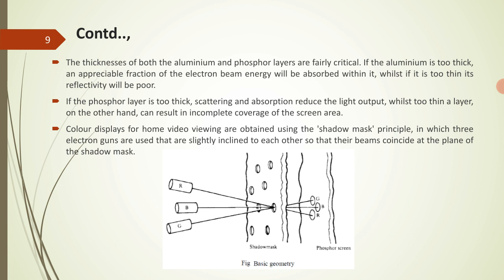So here the color displays for home video viewing are obtained by using the shadow mask principle. The shadow mask principle states that three electron guns are slightly inclined to each other so that the beams coincide at the plane of the shadow mask. So this is how the color displays are obtained.